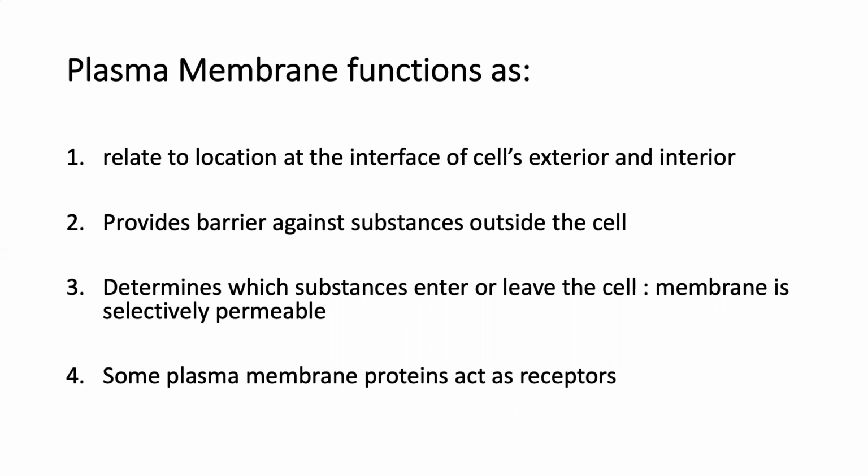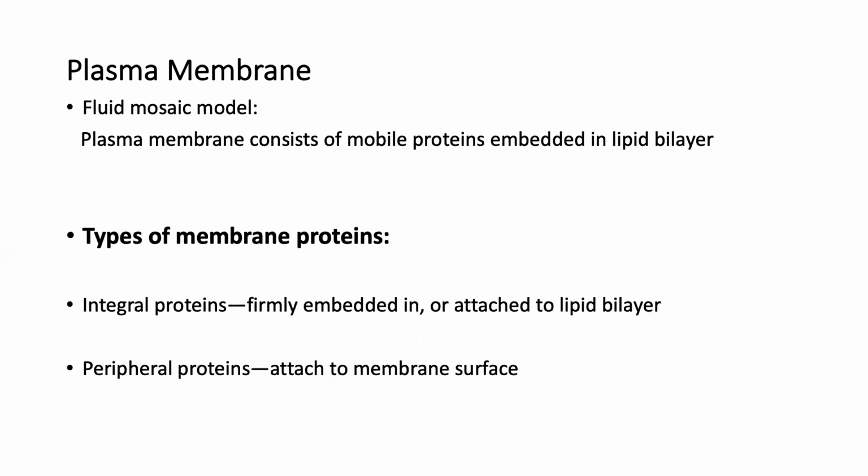So it is a very important structure of a cell. It is the boundary. As we say, the plasma membrane has the fluid mosaic model. The plasma membrane contains mobile proteins embedded in the lipid bilayer, and the types of membrane proteins are integral protein and peripheral protein. We know that already.